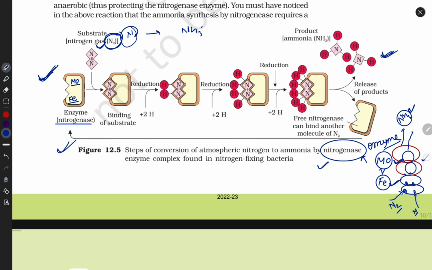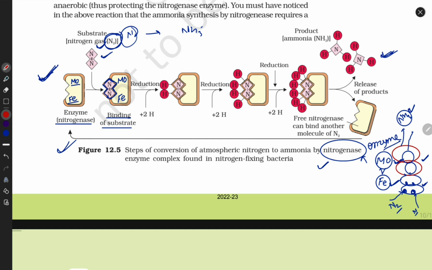This is the arrangement: molybdenum, iron, and iron. Clear, guys? Now what does it take? It takes nitrogen, so here nitrogen will bind. Look here, nitrogen with a triple bond is bound. So this is binding of the substrate: the substrate binds with the enzyme.